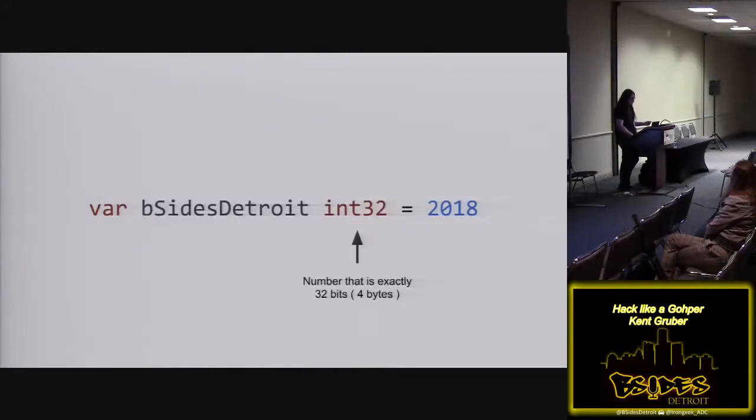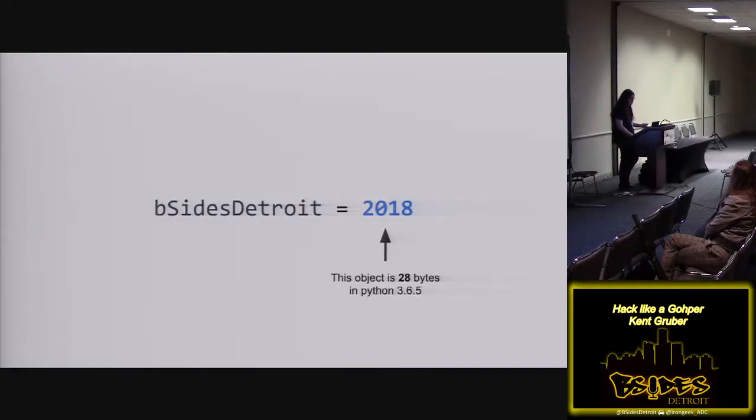Oh, there it is again. Anyway, right there, 4 bytes, 32 bits. If I were to do this in Python, and this is Python 3.6.5, this object would be 28 bytes. So 4 bytes compared to 28 bytes, I could store many more Go integers than my Python integers. And just specifying variables alone, I start to actually get performance benefits, specifically because I'm not dealing with as much, which is kind of nice.